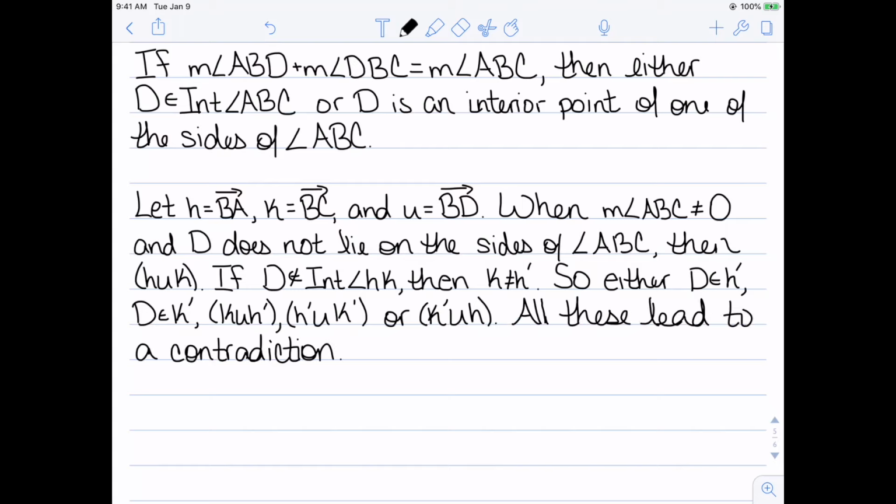So since all of these lead to a contradiction, the only thing I assumed in the first place was that D was not in the interior. Therefore, it must be in the interior. And while this isn't a whole proof, it's very much just a sketch and outline of the proof, we do get the general idea of what's going on here.